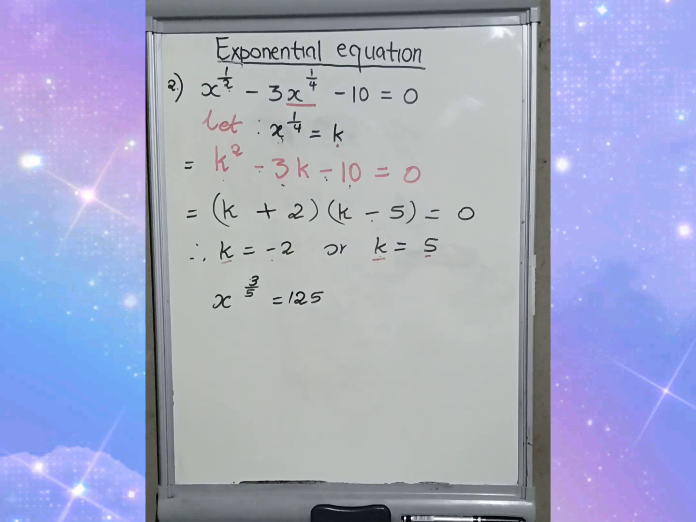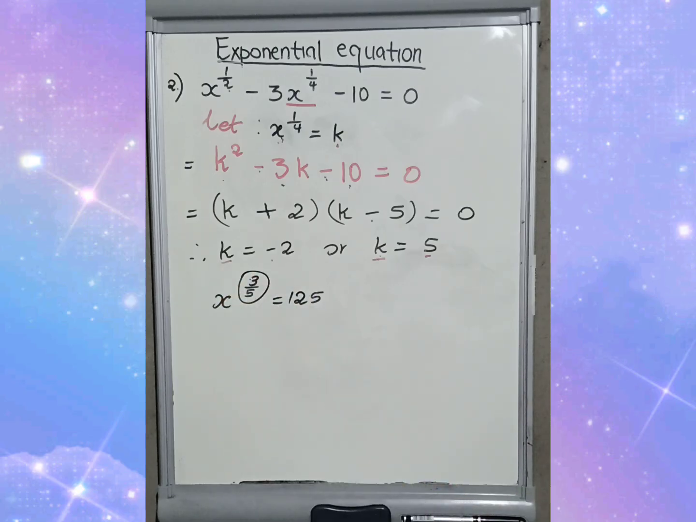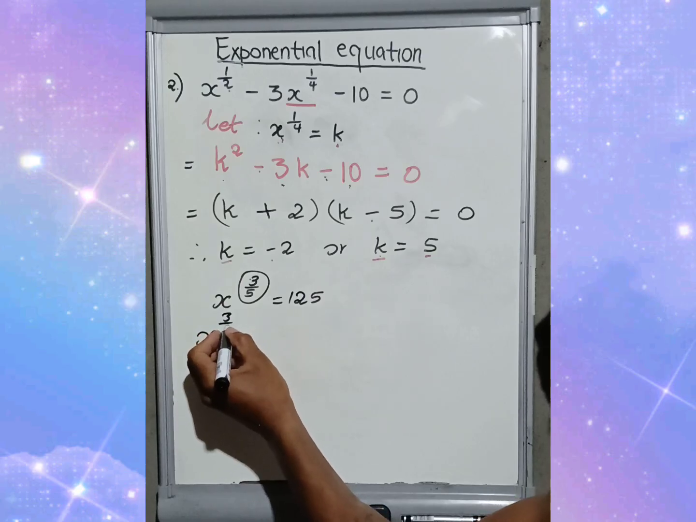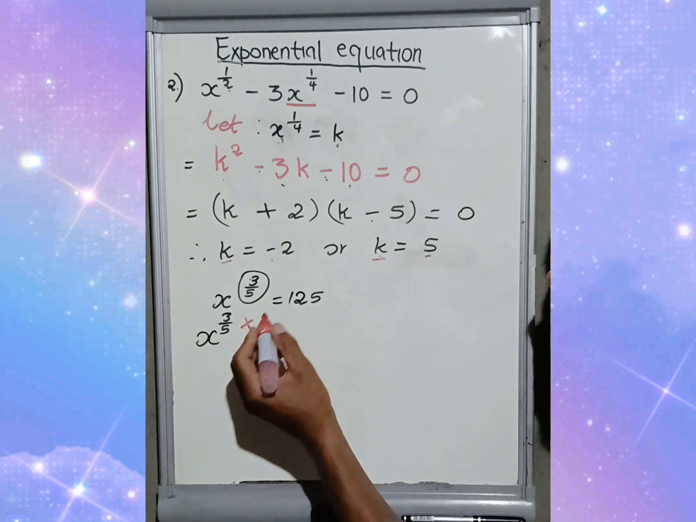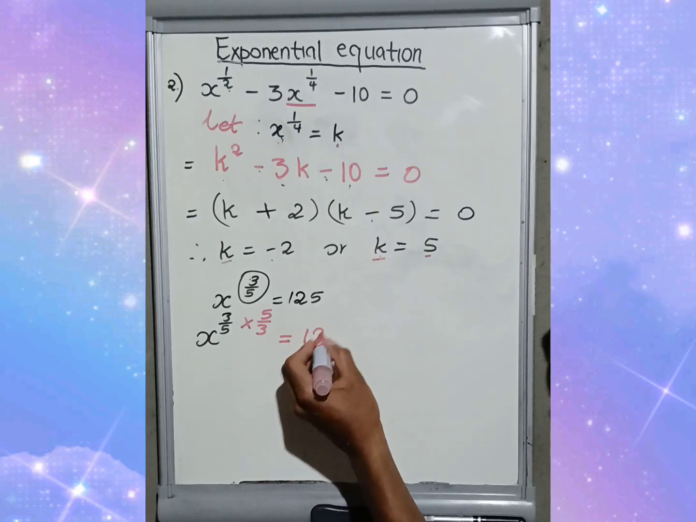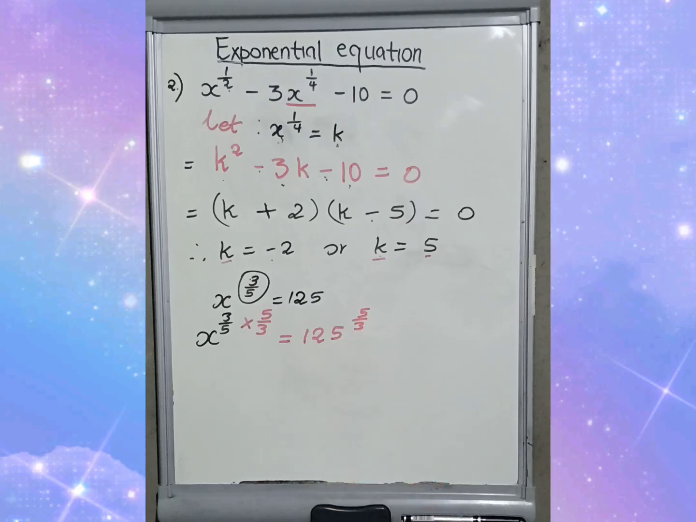It's very simple. What we're going to check is the exponent. It is a rational exponent equation. Then what we do is the inverse operation of the exponent. Therefore we have x raised to 3 over 5, then we multiply by the inverse, which is 5 over 3. That equals 125 times 5 over 3.